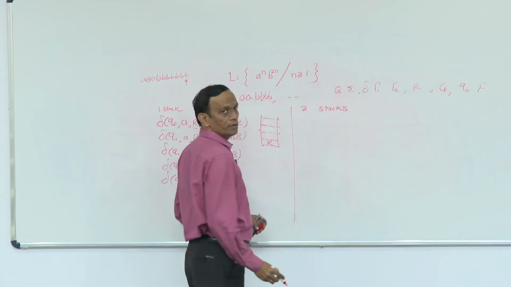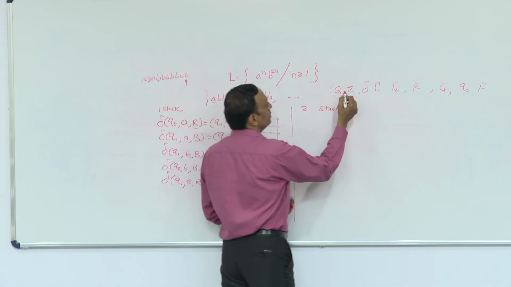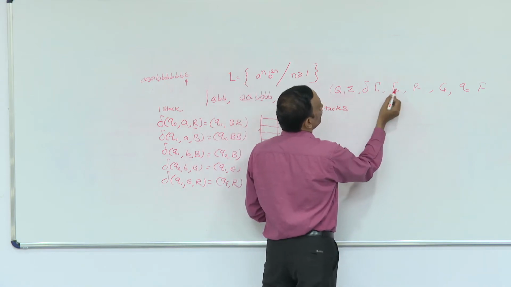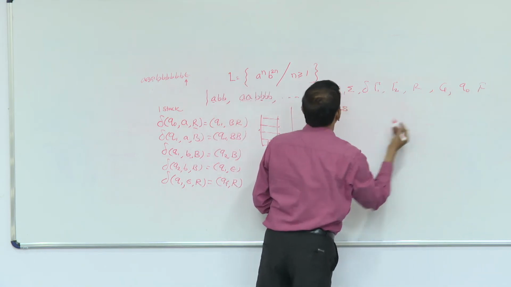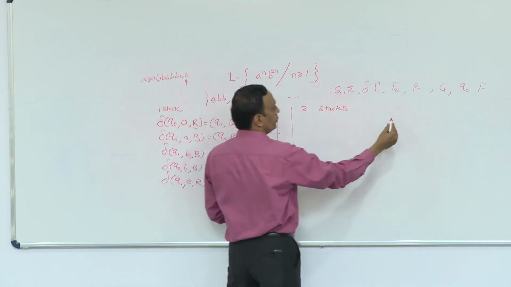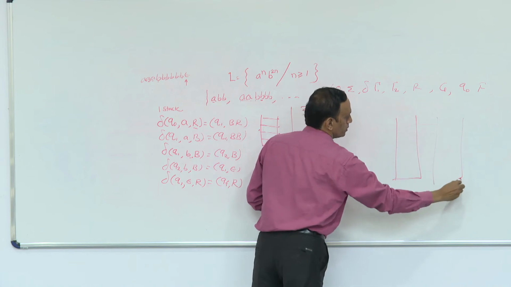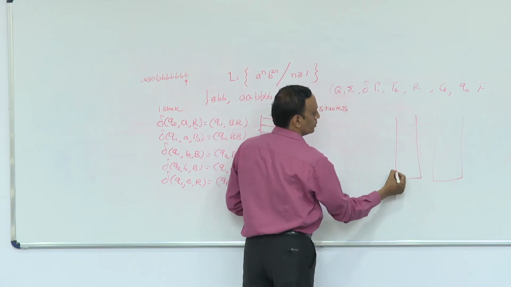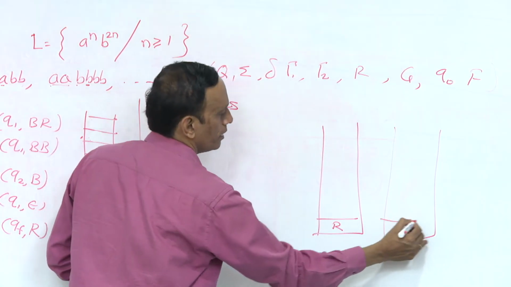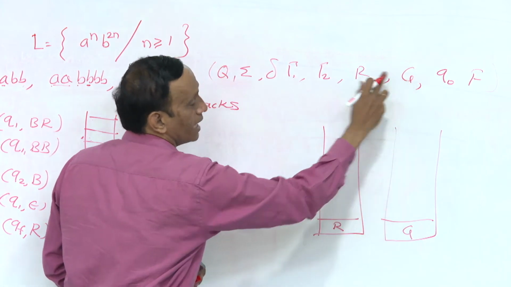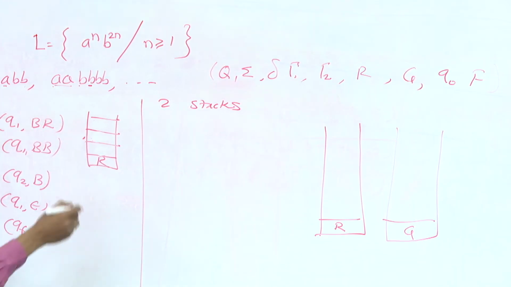This is how you define a PDA with a 9-tuple: 1, 2, 3, 4, 5, 6, 7, 8, 9. Now, how do we define this with two stacks? Suppose these are the two stacks that we have. Here we have R, and on the second stack we have G, as given in the definition. So how will you write this?